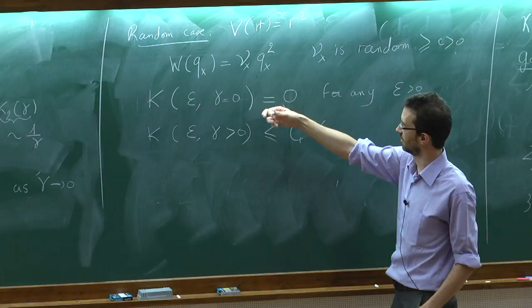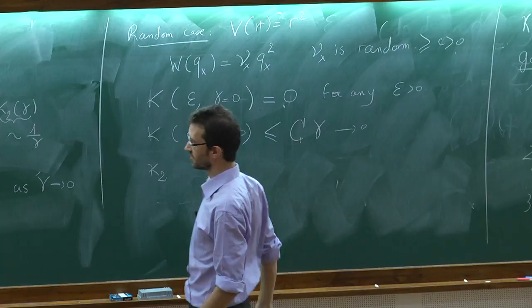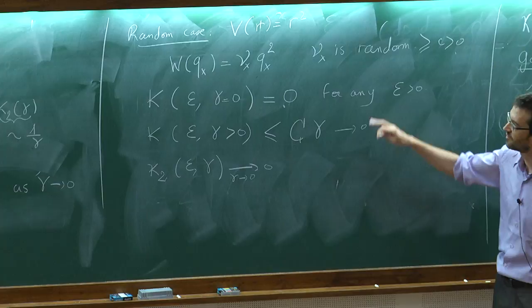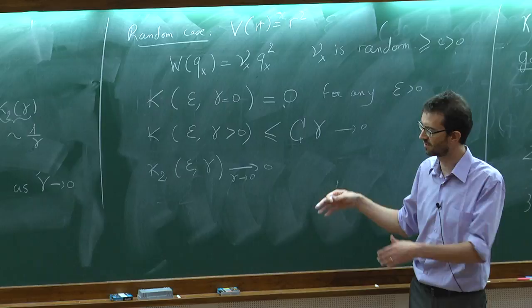And then in the expansion, we are able to show that the kappa 2 that we obtain in this expansion also goes to zero as gamma goes to zero. All this is rigorous. So you see, in this case, you recover exactly... It is a very degenerate case because you have localization and so on. But at least you get something completely consistent with the fact that when you send the noise to zero, you get exactly the conductivity of the deterministic chain.